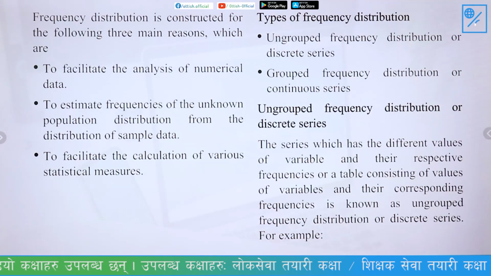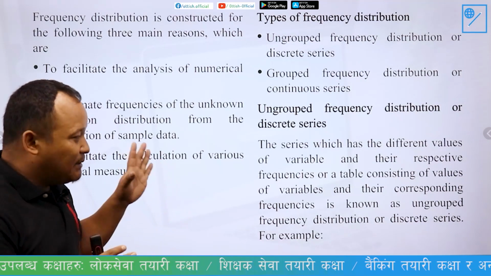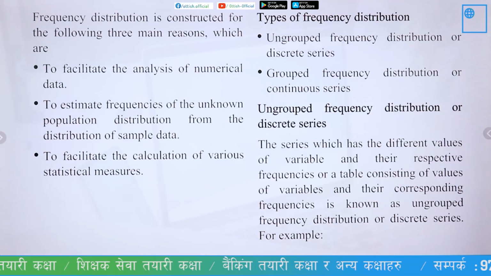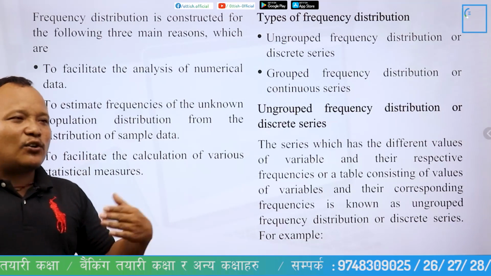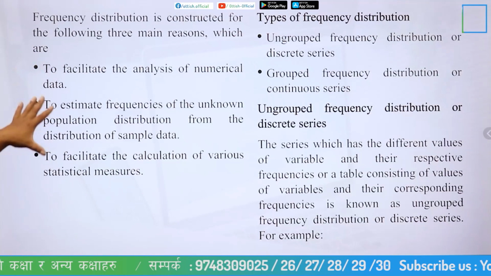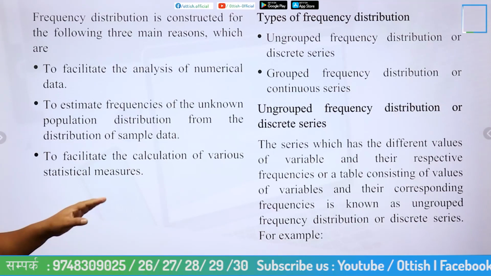Next, to facilitate the calculation of various statistical measurements: measures of central tendency, that is the mean, median, and mode; measures of dispersion, that is the range, quartile deviation, mean deviation, and standard deviation; similarly skewness and kurtosis; and further correlation and regression, which are also calculated using this type of frequency distribution for bivariate distributions.